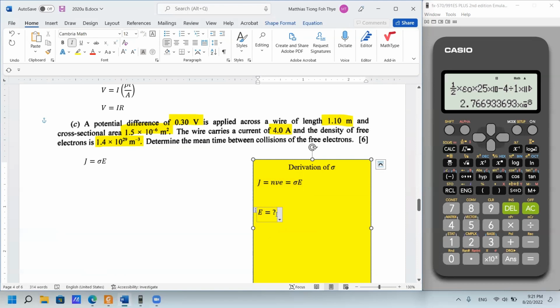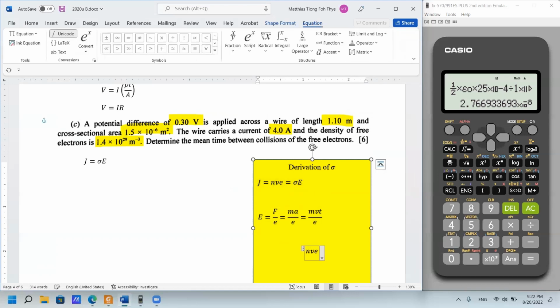So the electric field strength is E equal to F over e, where F equals QE. Then the force is equal to ma, so we have ma over e. Then we express it using the formula of v over t, so we have mv over te. The next thing is to substitute the formula of the electric field strength into the equation above. So nve is equal to sigma multiplied by mv over te. When you rearrange the equations, you should obtain that the conductivity is equal to ne squared t over the mass.